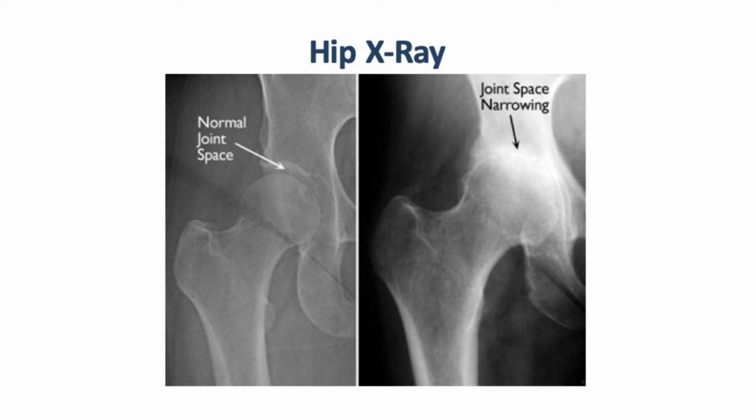This is a radiograph of a hip, and once again on the left, this is a normal hip. You can see the joint space there. That represents the cartilage cap. The cartilage cap is kind of like the white glistening stuff on the end of the chicken bone, and this is what you lose with arthritis.